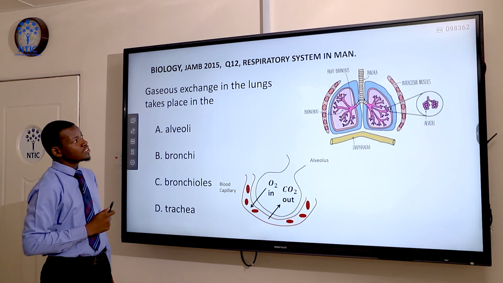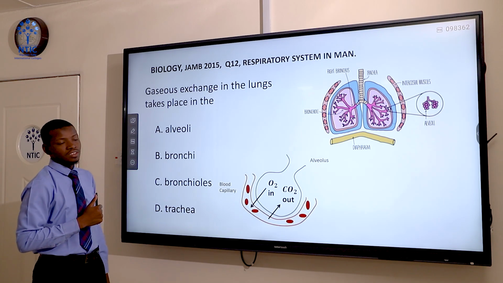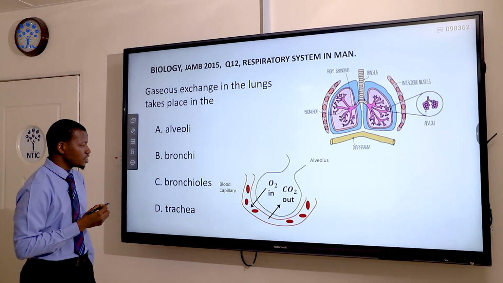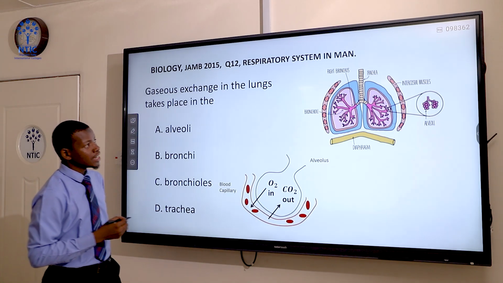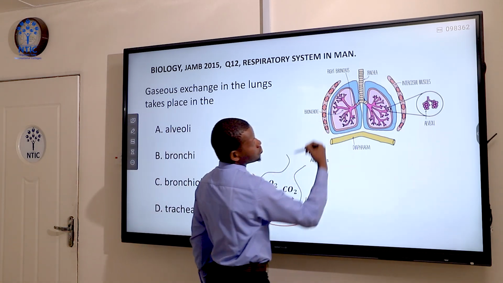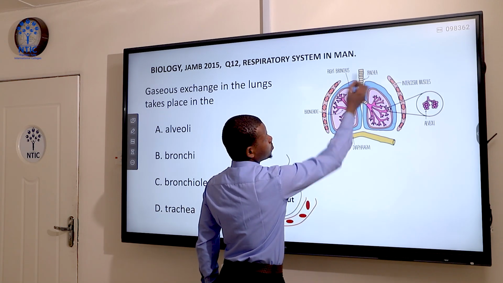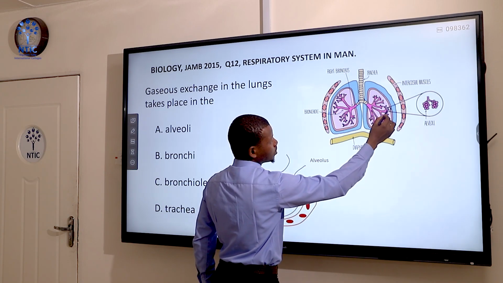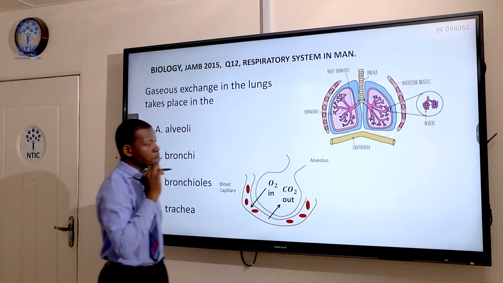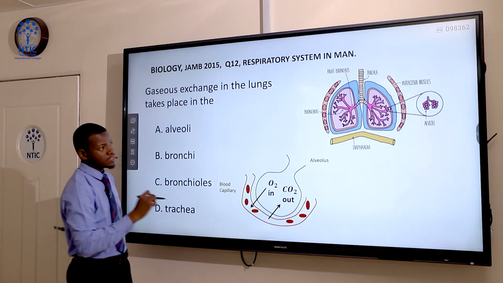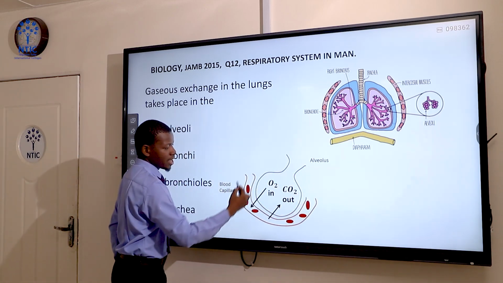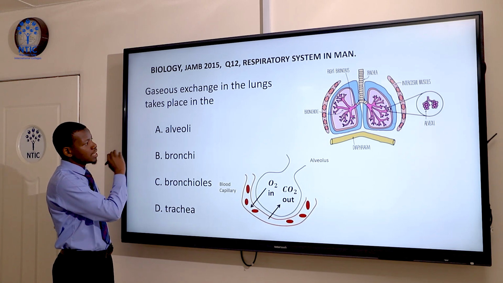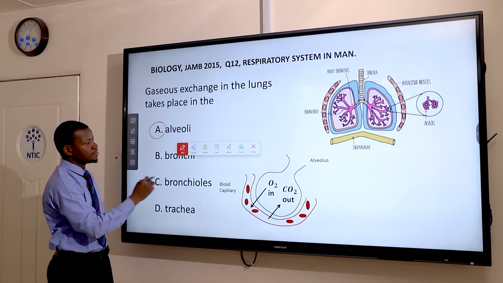Question 12. Gaseous exchange in the lungs takes place in option A, alveoli, option B, bronchi, option C, bronchioles, and option D, trachea. Now, when we come to the diagram of the respiratory system in man, the first part is the trachea, then we have the bronchi, then the bronchioles, then the alveoli. The main point where gaseous exchange takes place is the alveoli, and this is a diagrammatic representation of alveoli. So option A is the correct answer, alveoli.